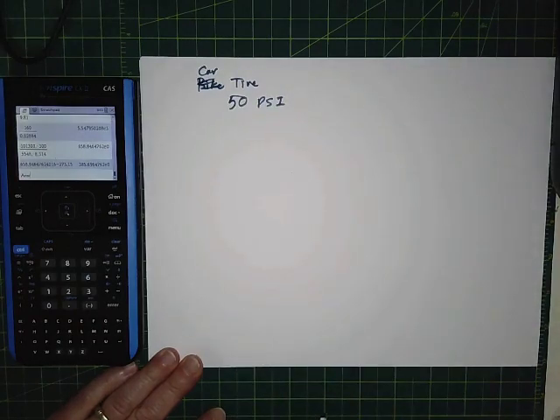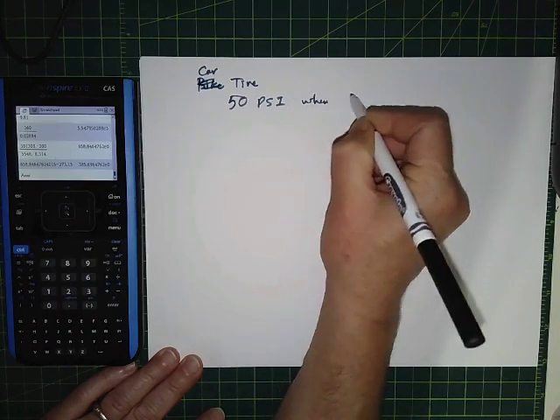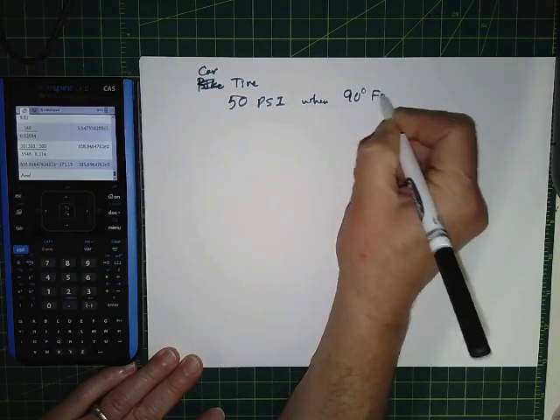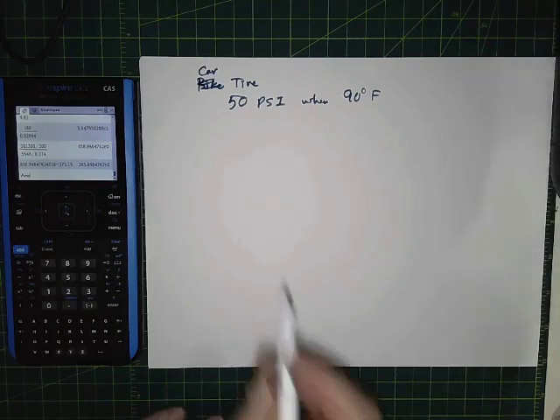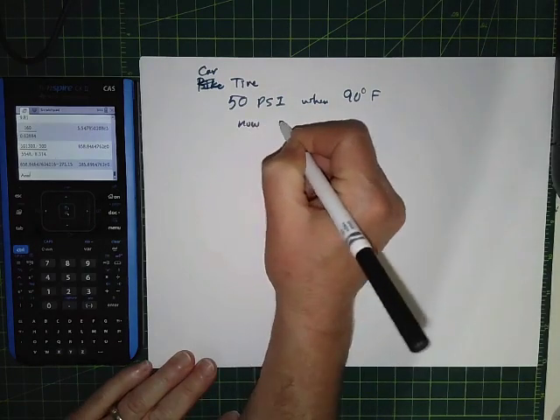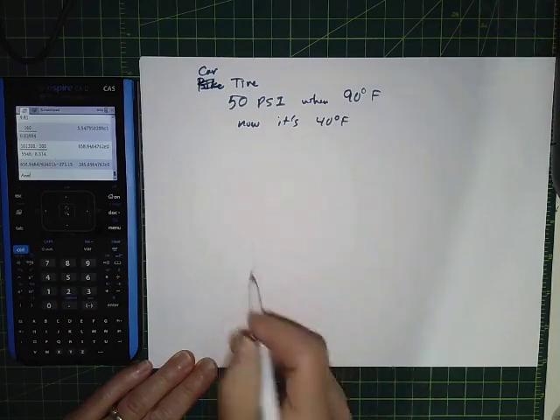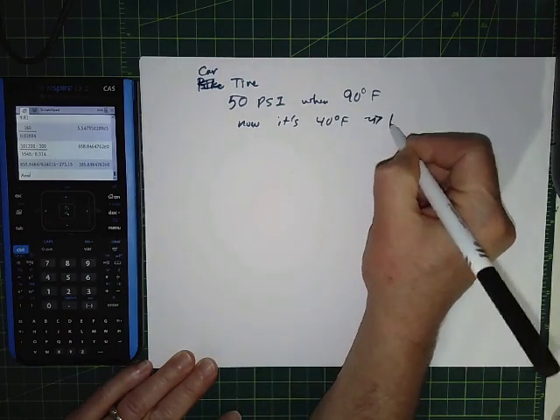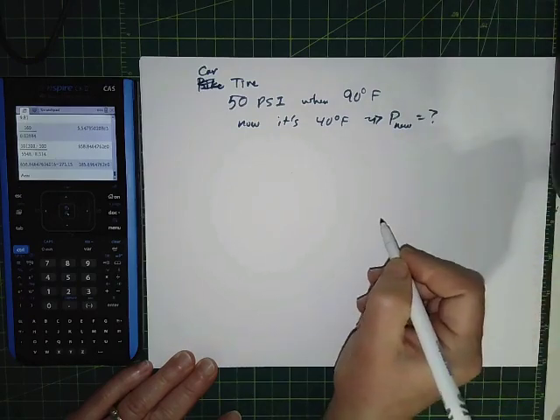which is not a standard unit, when the temperature outside is 90 degrees Fahrenheit. So let's say we're pumping up a tire when it's hot outside, but now it's 40 degrees Fahrenheit. And what happens to the pressure? P new is what?